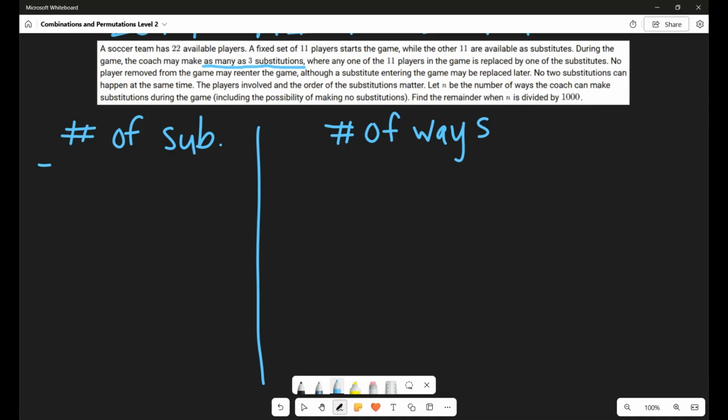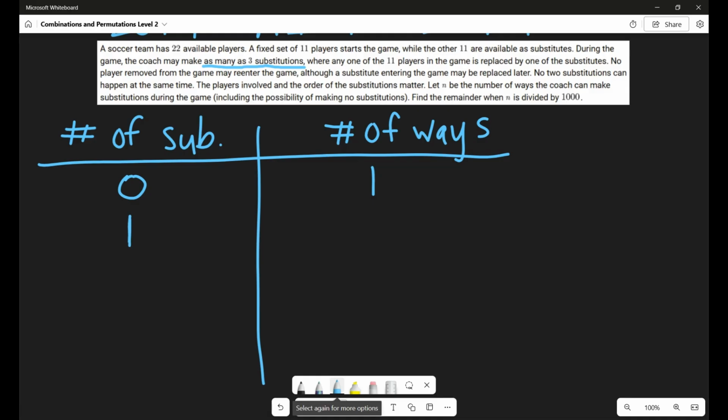So if our number of substitutions is 0, then there's only one way for the substitutions to play out. Now, if our number of substitutions is 1, then there are 11 ways to choose which player you're taking out of the game, and 11 ways to choose which player you're putting back into the game. So that's 11 times 11, or 11 squared.